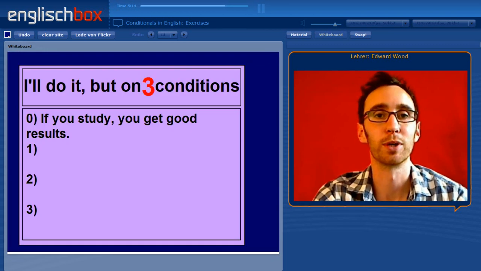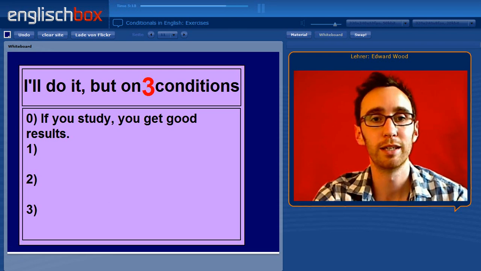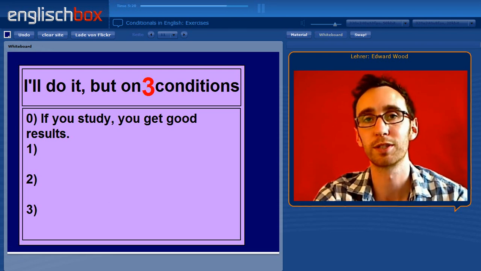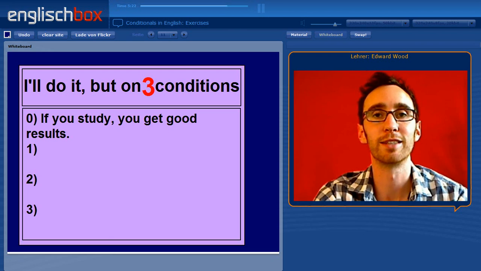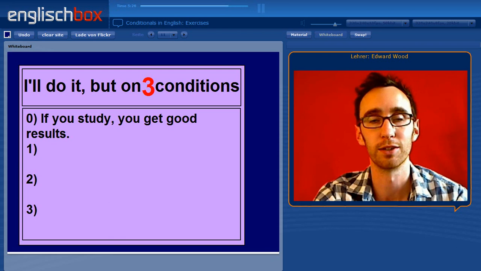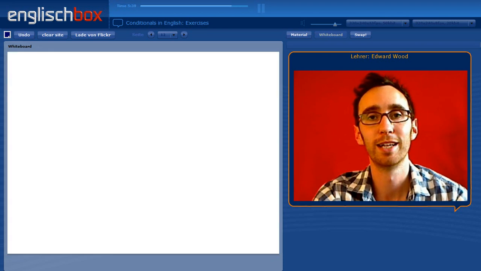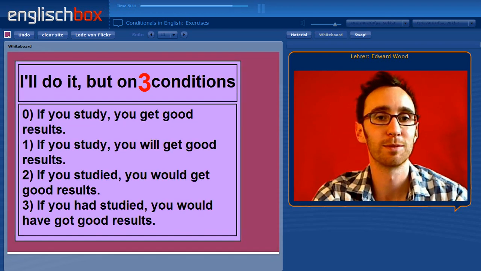Okay, now we have a short exercise for you. You have the zero conditional here. If you study, you get good results. I would like you to change this sentence into a first, second, and third conditional. So think about the structural differences and change the sentence. The answers are just about to be shown. 5, 4, 3, 2, 1, and here are the answers.